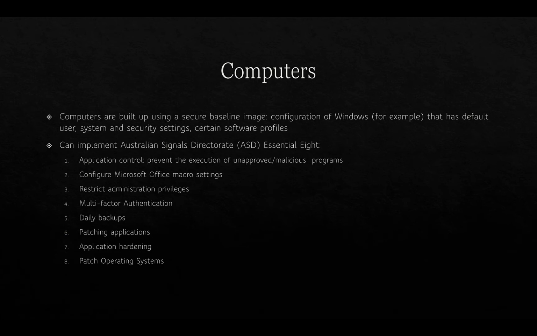Doing daily backups of user drives and server information so that if you're hit by ransomware or a computer fails, then you're able to restore to a known state. Patching applications, updating them when they come out. Application hardening, which is going through a process with each application, removing unwanted components, removing administrative functions that you don't need, and various other factors, and then patching operating systems themselves.